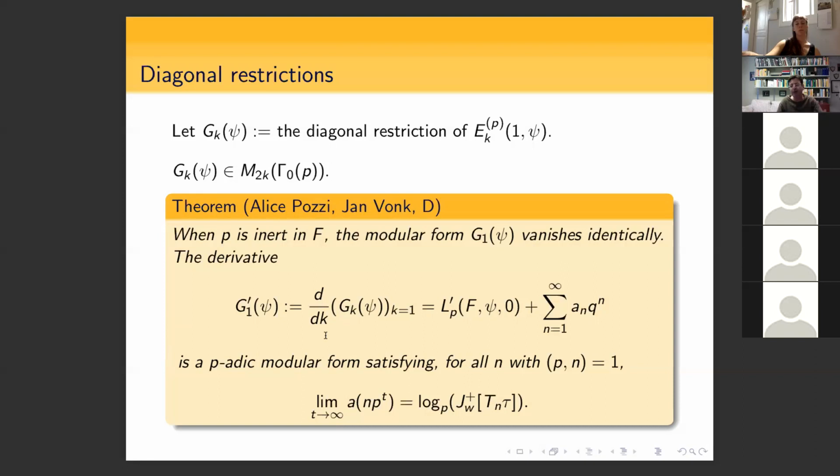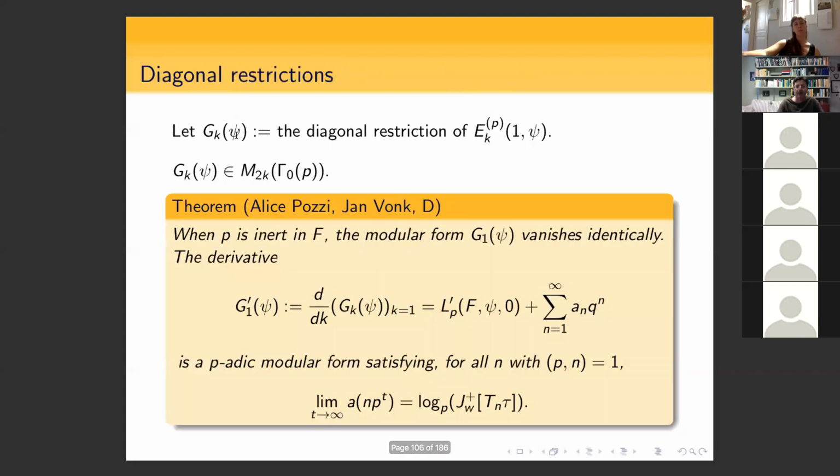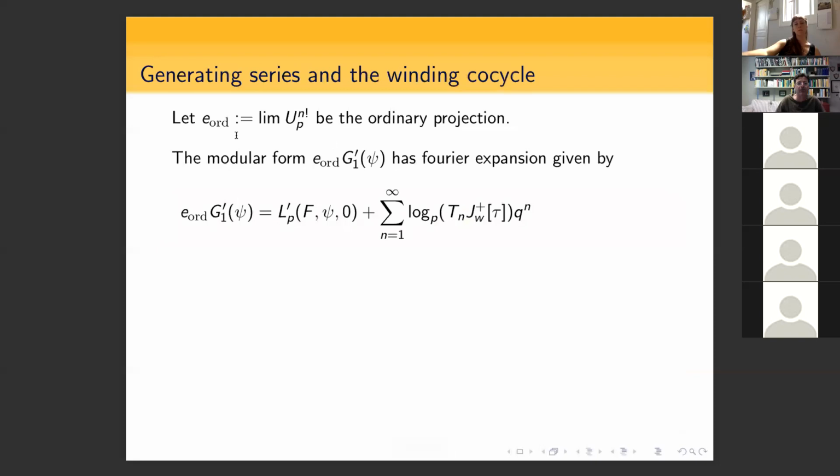So you have an independent way of considering the same generating series, which makes the winding cocycle appear. We can now rephrase this as a statement about the image of this overconvergent modular form under the ordinary projection operator. So this modular form, the image under the ordinary projection of the derivative of the diagonal restriction of the Hilbert modular family of Eisenstein series, has a Fourier expansion which is given like this. The constant term is the derivative of the p-adic L function, and the other coefficients are given by these values of the Dedekind Rademacher cocycles. And this is a modular form of weight 2 in level p. Now it's a classical modular form, because the derivative was only a p-adic modular form living in some infinite dimensional p-adic Banach space of overconvergent modular forms.